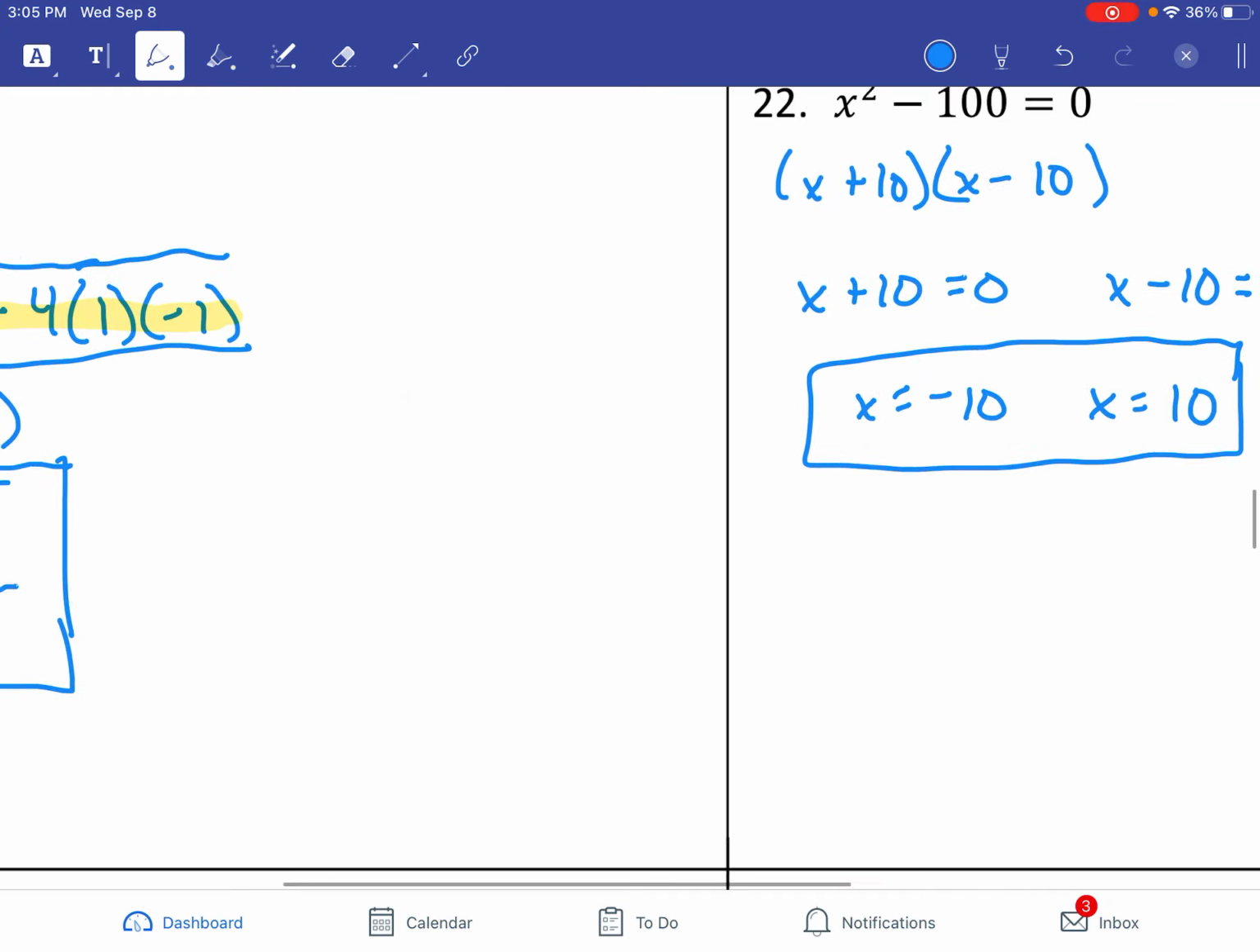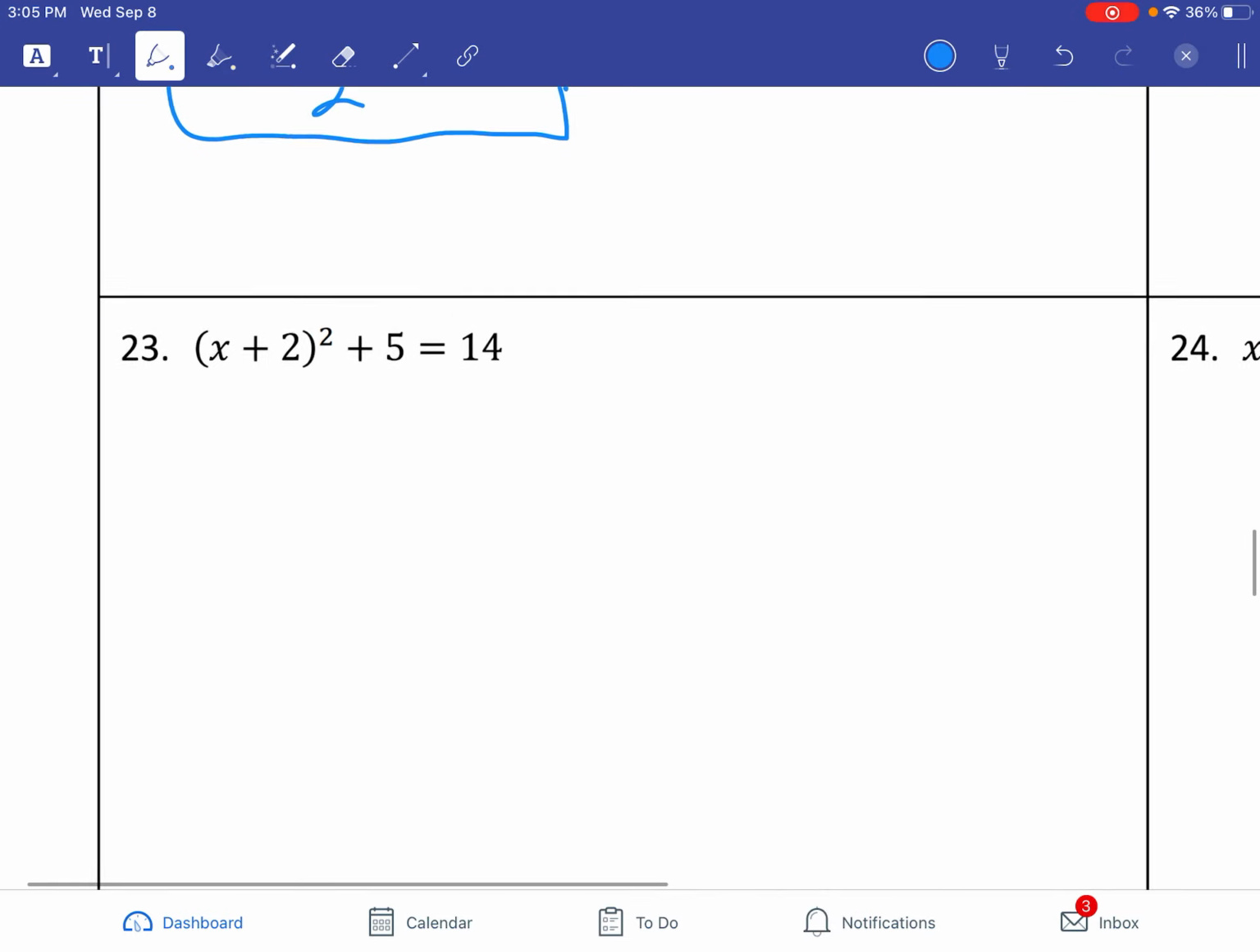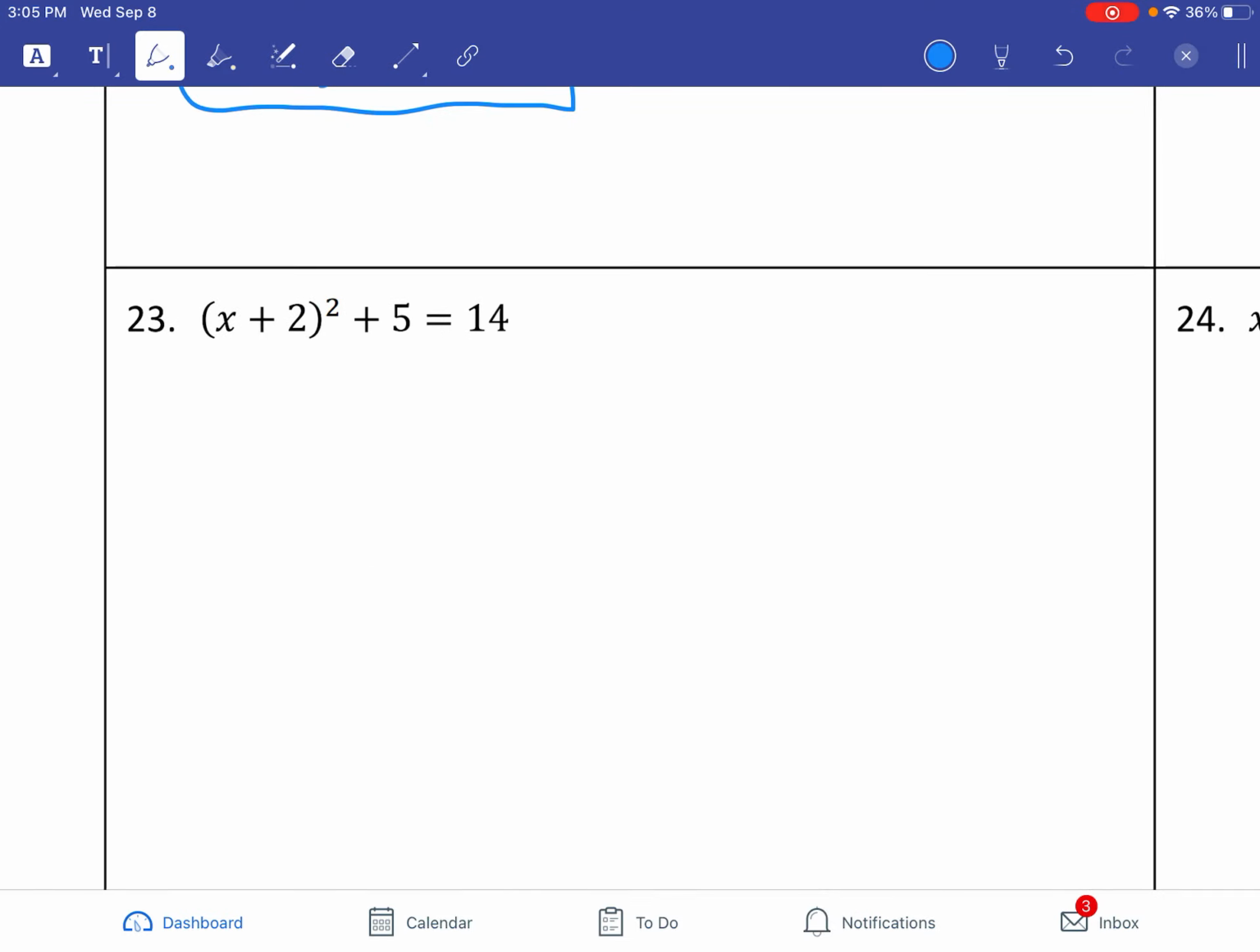All right, next problem, 23. You've done a problem like this before. We're going to square what's inside, so we're going to have x plus 2 times x plus 2. I'm going to put plus 5, and I'm going to subtract the 14 over to the other side so I can have this equation equal to 0.